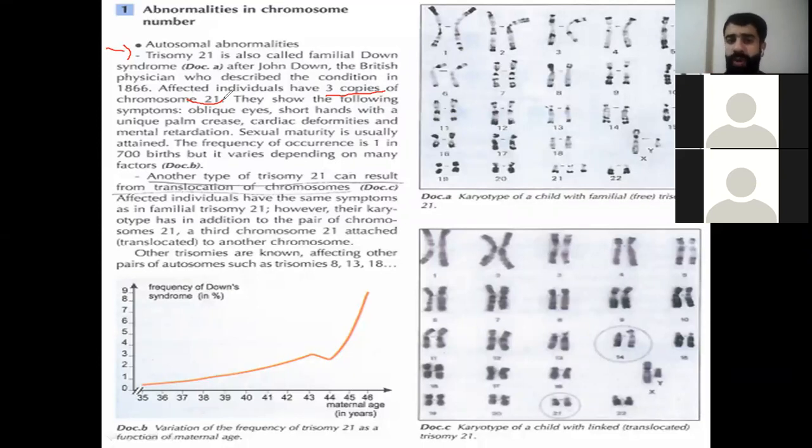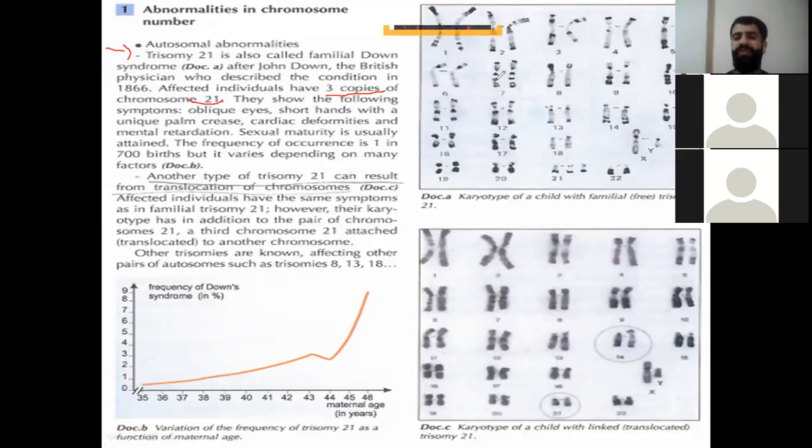Sexual maturity is usually attained. The frequency of occurrence of this disease is 1 in 700 births, but it varies according to many factors and risks. So a proportion of all is 1 over 700. Another type of trisomy can result from the translocation of chromosomes, which is shown in document C. So let's move to document A first. Document A shows the karyotype for an individual having trisomy 21.